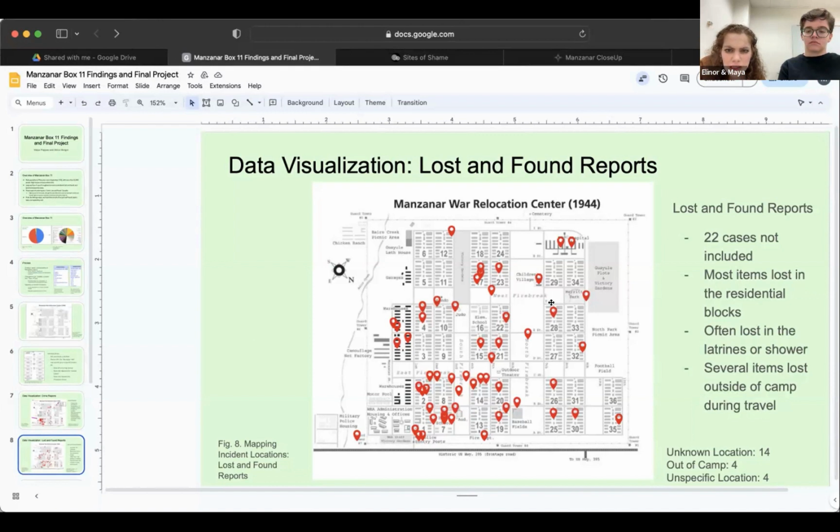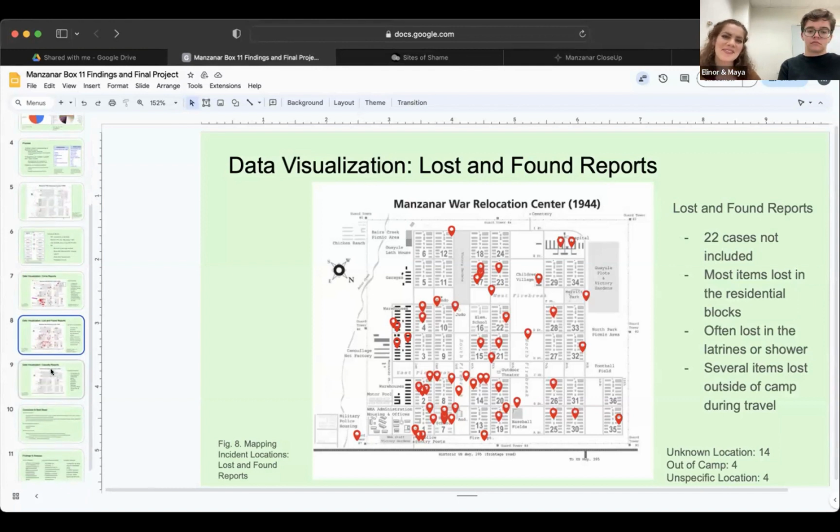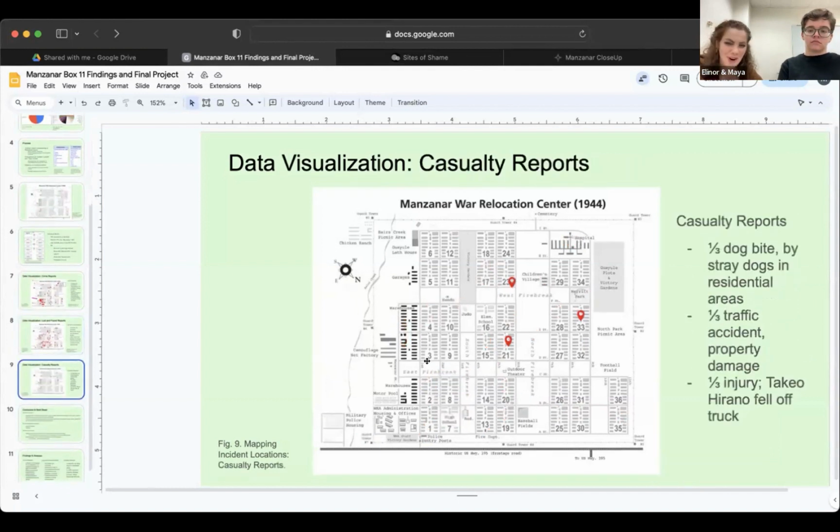I think it's 28, I could be wrong, but we kept seeing people lose things between different blocks. Just from laying them out on the map, we were able to see the routes they were taking, and understand that someone was walking from the high school back home and that's where they dropped something. Just from reading the cards, we weren't able to understand that, but once we mapped it out, we were able to identify their route and examine the activity in the camp.